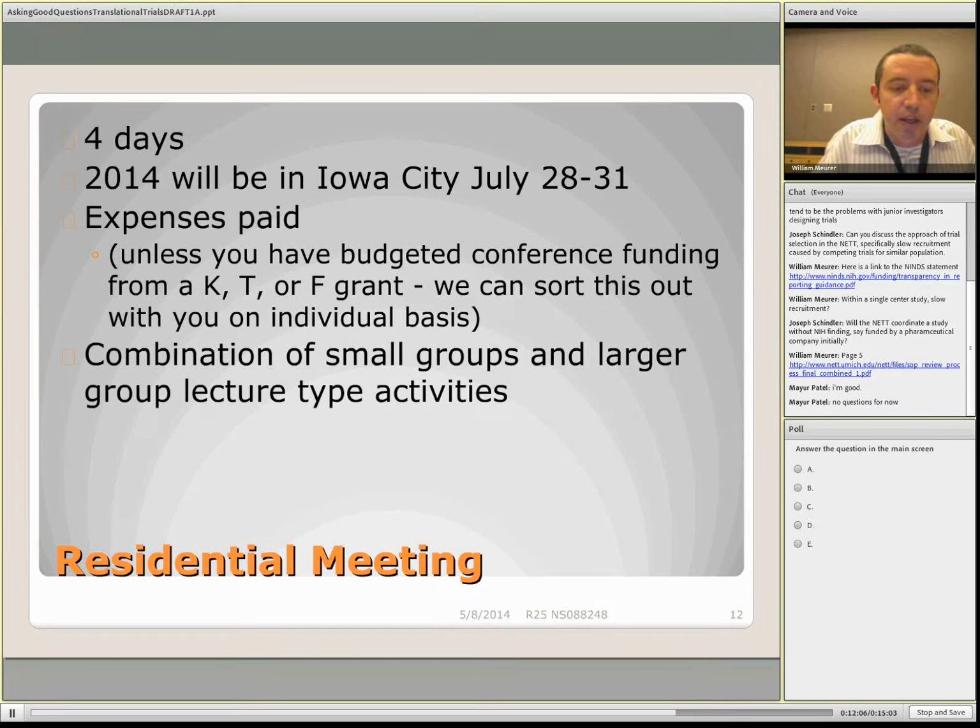With that, this is just a picture that gives an overview of what some of the group activities look like, both in the pre-webinars, the residential meeting, and activities that are occurring after the residential course. So they'll be occurring in the fall.